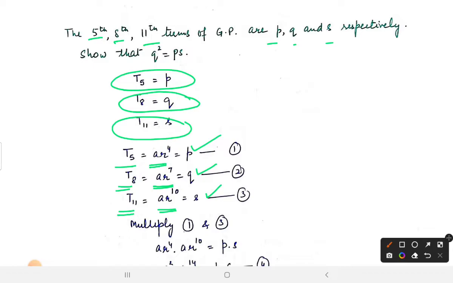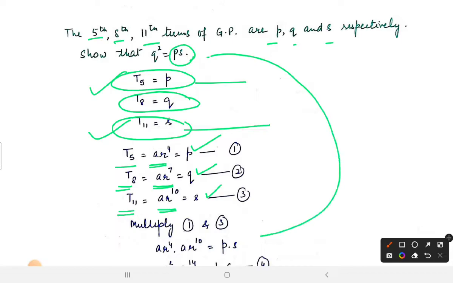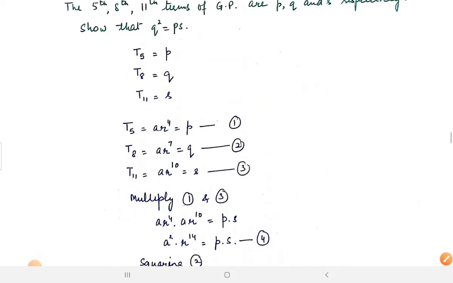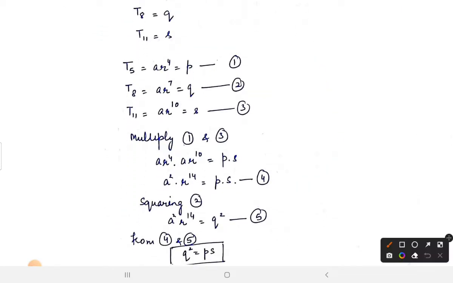Clear? So let us find the relation, multiply P into S, that is multiply the 5th and 11th. Looking at what is given, we will prove it. So let us now multiply the first and the third. So we have P into S is equal to ar to the power 4 into ar to the power 10. Bases are the same in multiplication, so powers will get added. So a to the power 1 plus a to the power 1 is a to the power 2.